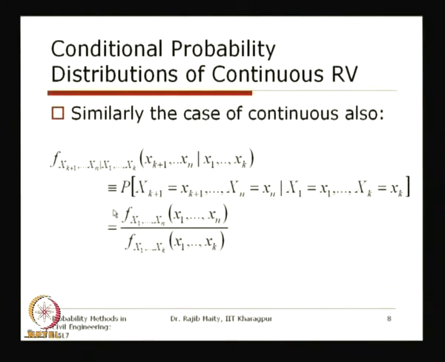Similarly, if we have continuous random variables, then for the k plus 1 to xn random variables conditioned on x1 to xk, you have to take the joint distribution divided by the marginal distribution of the random variables from x1 to xk, on which this conditional probability distribution is conditioned. This is the marginal joint distribution of the remaining random variables.